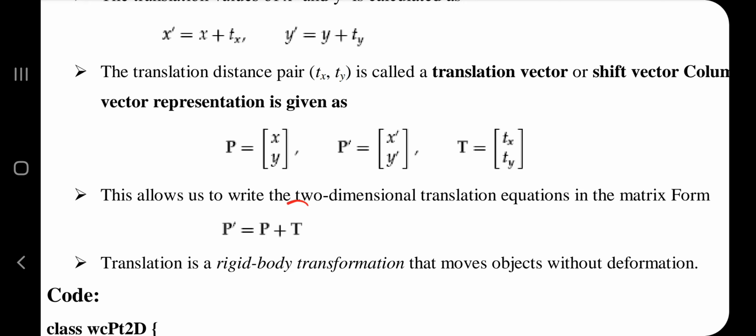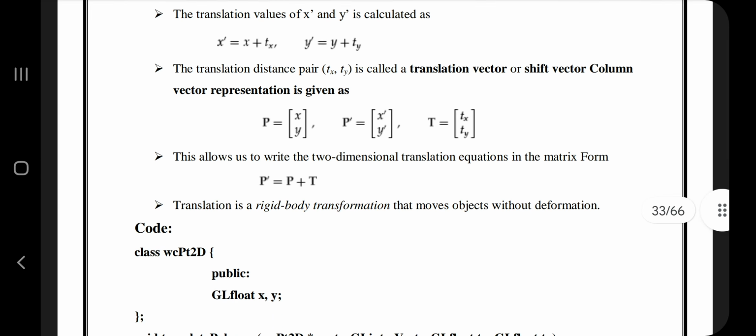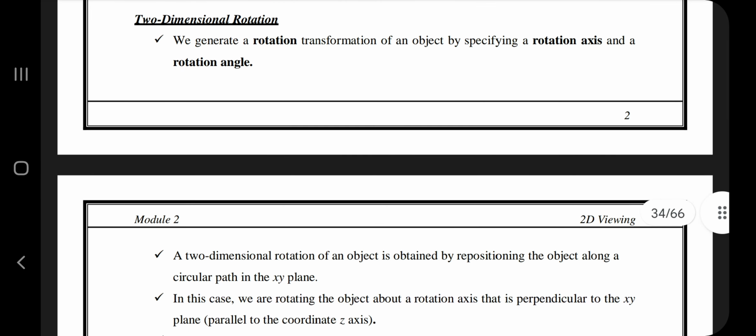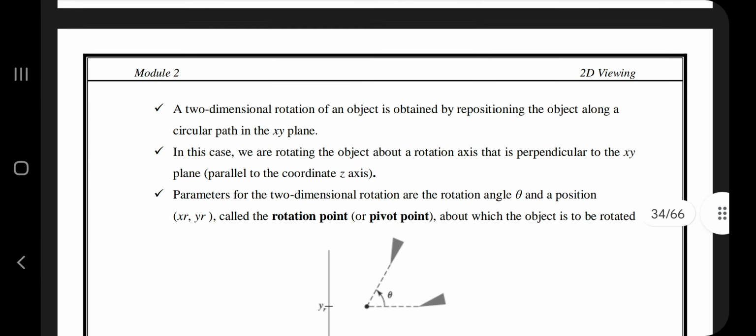So p dash will be equal to p plus t. You'll be adding these two matrices to get this matrix. Okay, so that was about the translation. And in the rotation you have the anti-clockwise as well as the clockwise. So in the question, if they don't give you anything like rotation, you have to take by default anti-clockwise. By default you have to take anti-clockwise.